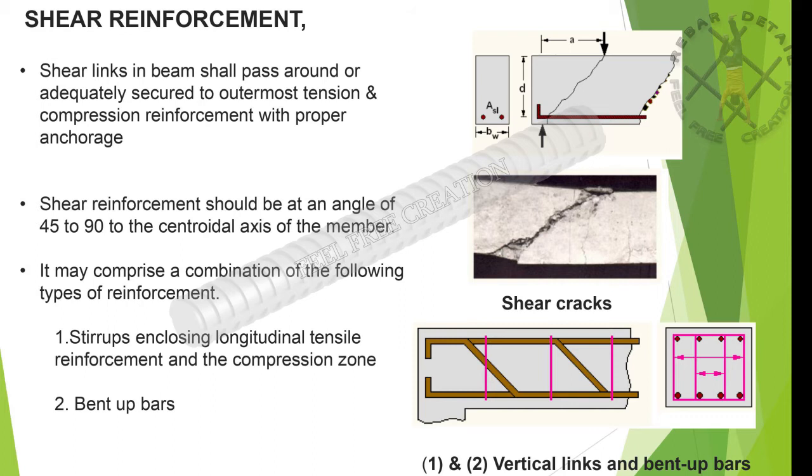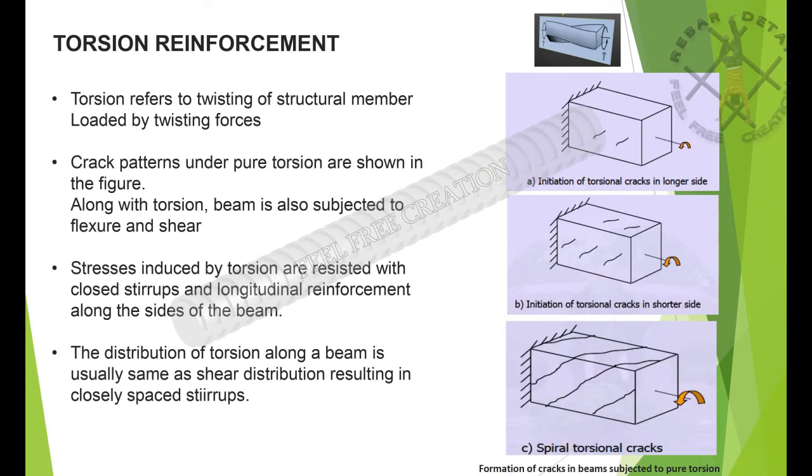Beam shear reinforcement. Shear links in a beam shall pass around or be adequately secured to the outermost tension and compression reinforcement with proper anchorage. Shear reinforcement should be at an angle of 45 to 90 degrees to the centroidal axis of the member. It may comprise a combination of the following types of reinforcement. 1. Stirrups enclosing longitudinal tensile reinforcement and the compression zone. 2. Bent-up bars.